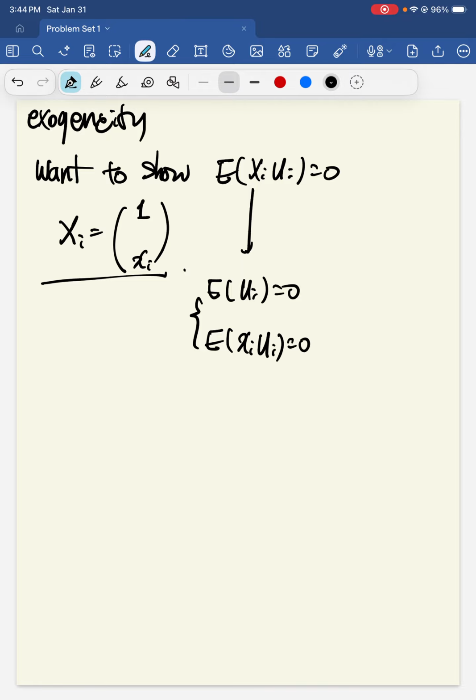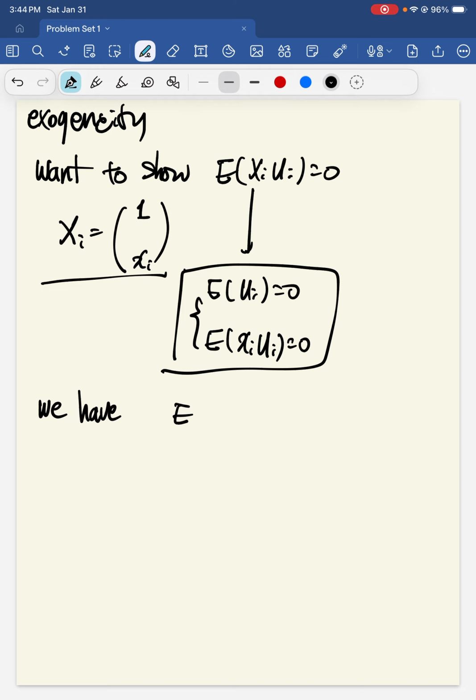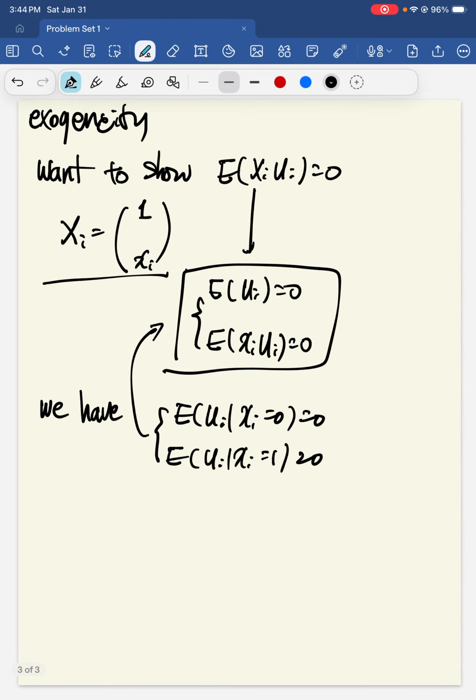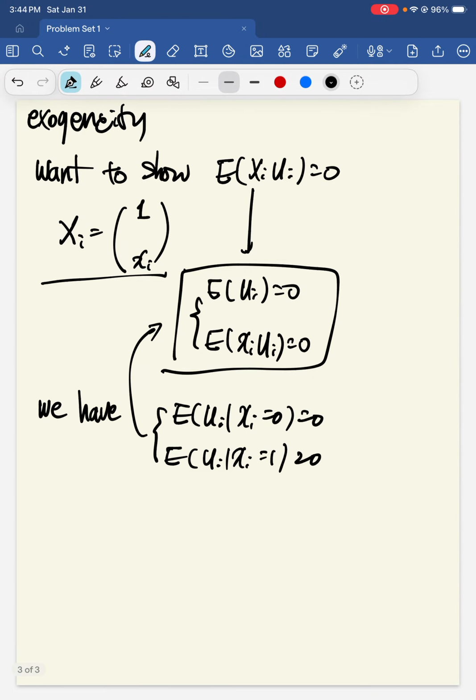Okay? And we have to show this. We have to show this. And what we have is, already we have these two conditions. It looks pretty easy to show this result using our conditions, given conditions from our question.